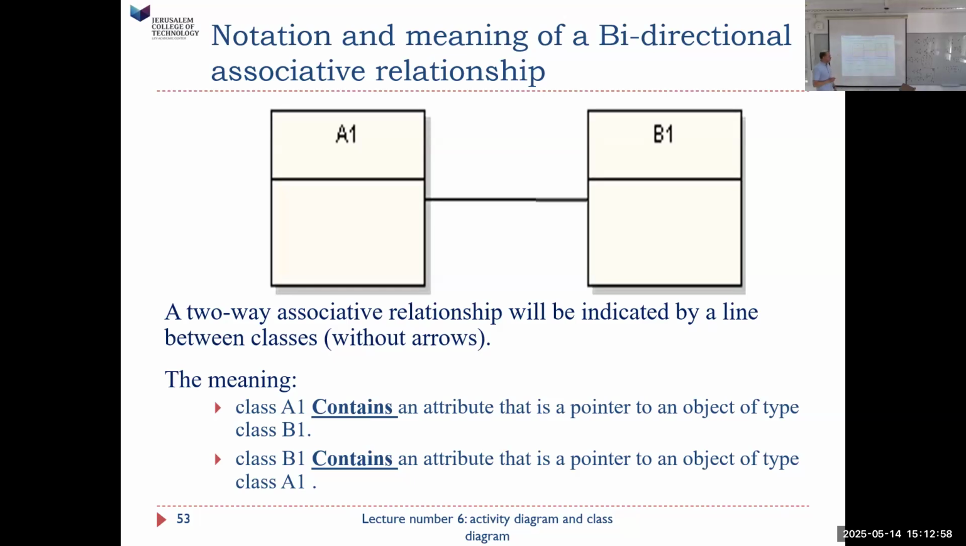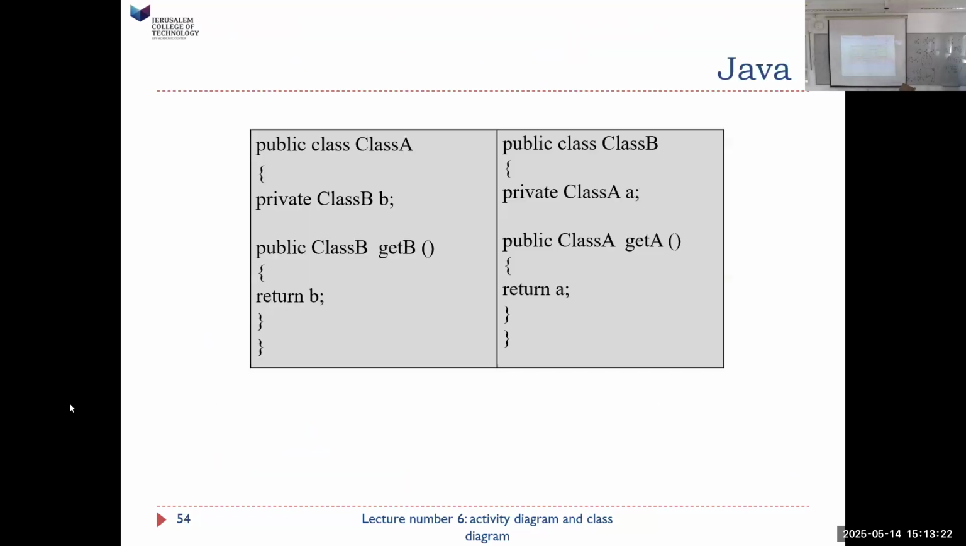So this class A contains a pointer to an object of type B, and class B contains an attribute that is a pointer of type A. Now, it's a little bit dangerous to use the word pointer because in Java there are no pointers, and yet you can still do a binary association in Java. So it just means an instance in Java. Here you see a Java example, there are no pointers. We just have class A inside of B and class B inside of A. And like I said, a good example is teachers and students.